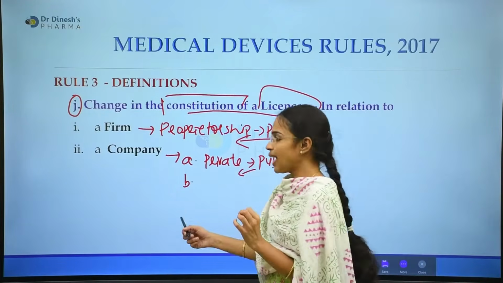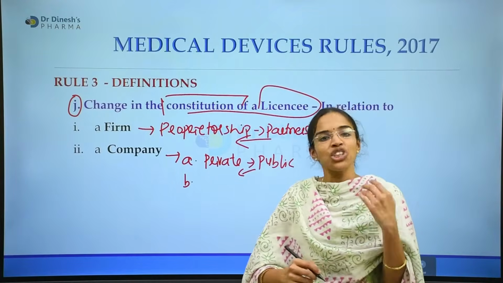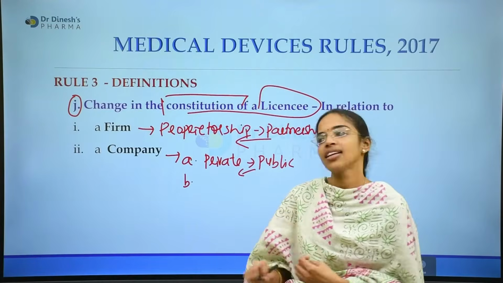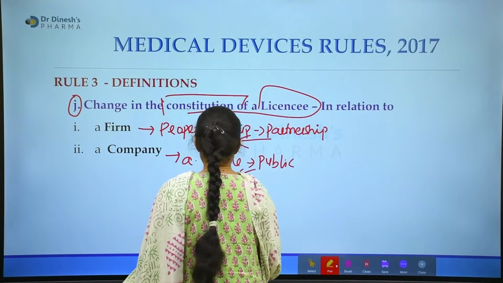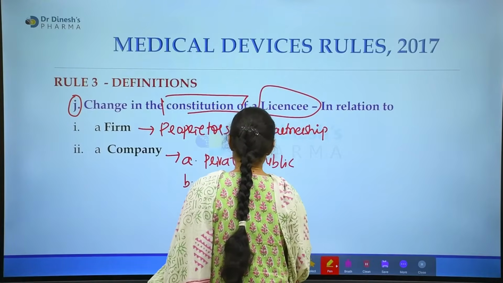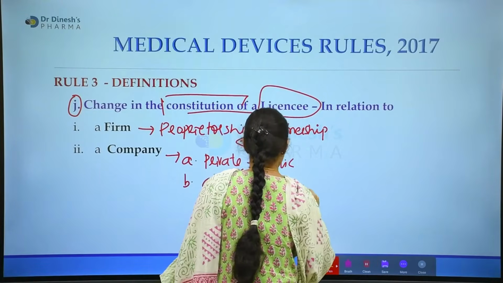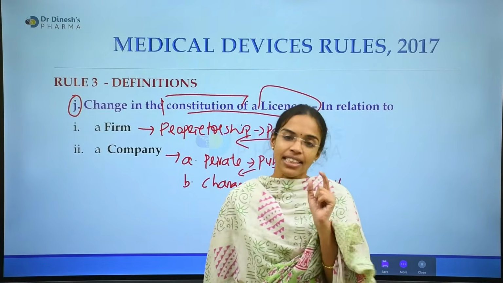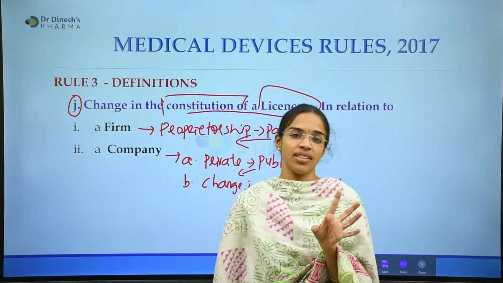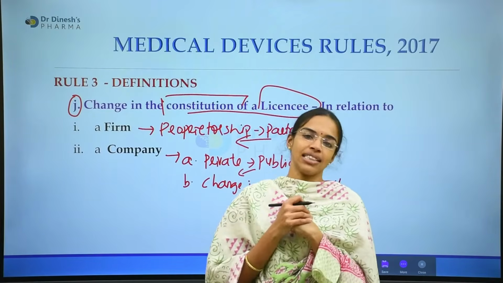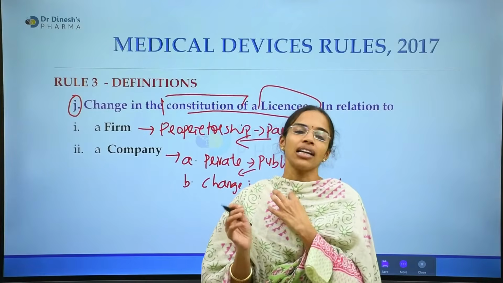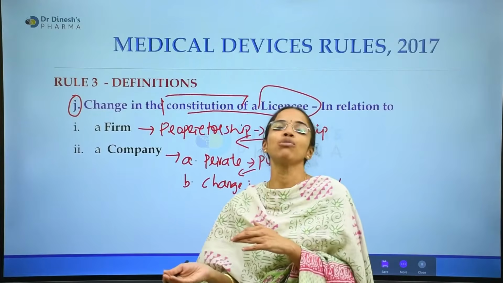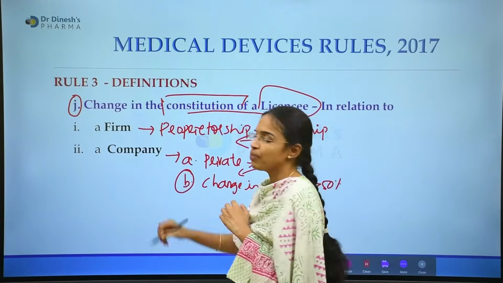Okay, this is part A, and part B is about the shares. If there is a change in ownership shares of more than 50%, or if there is a change in the constitution of the management, such as any subsidiary body being attached to or removed from the management, that comes under 3B.